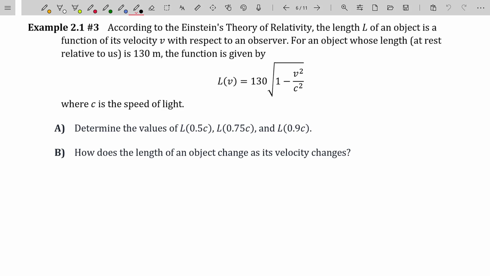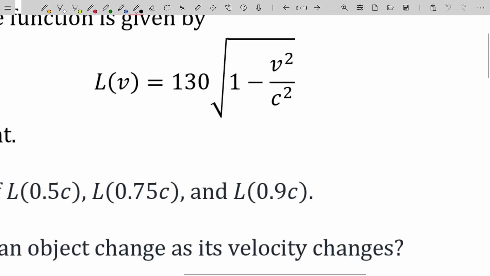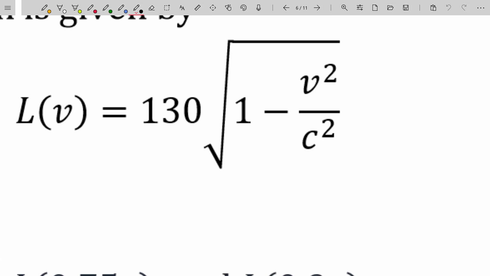According to Einstein's theory of relativity, the length of an object is a function of its velocity v with respect to an observer. For an object whose length at rest, relative to us, is 130 meters, the function is given by this. So they hand us a function. This represents the length of an object, which has an initial length when it's just sitting on the ground and we're just looking at it, of 130 meters.